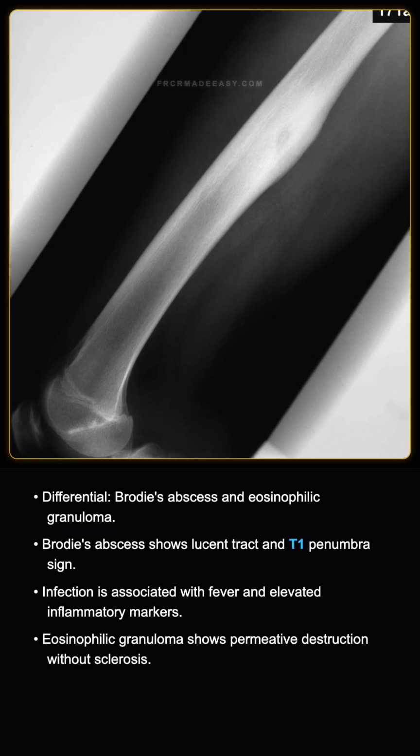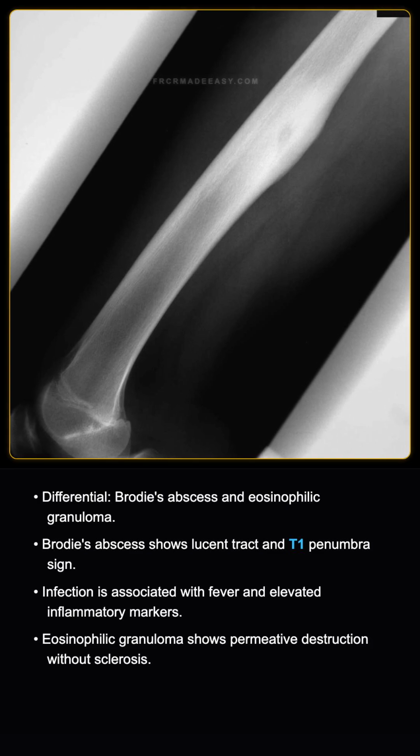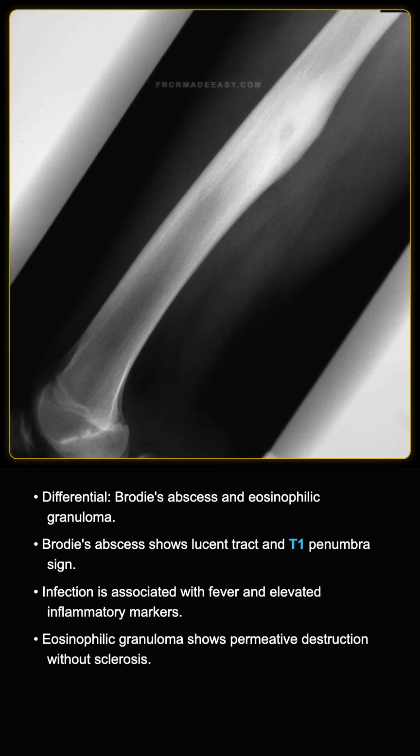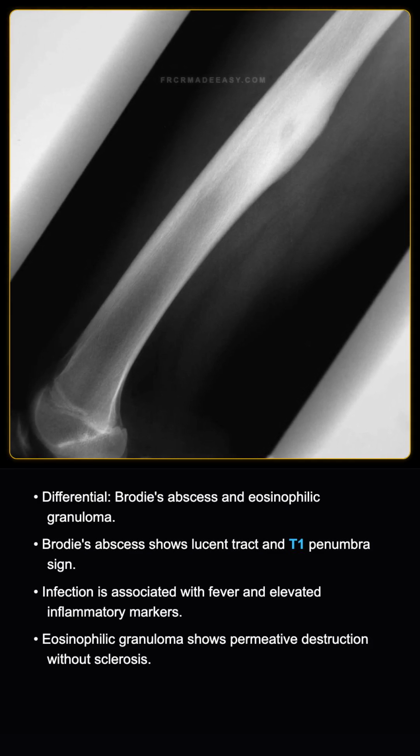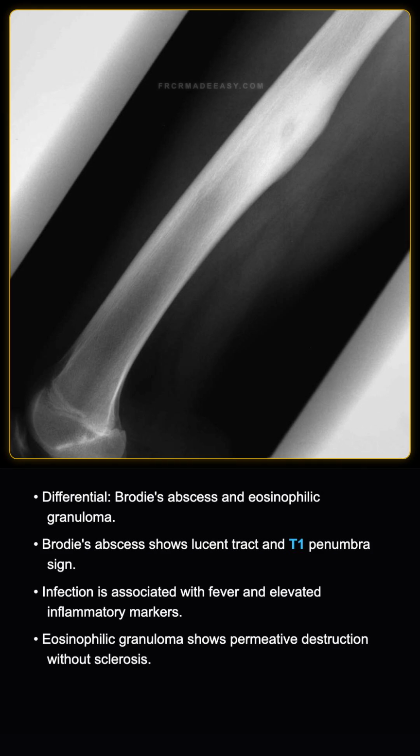What is the differential diagnosis for this radiographic appearance, and how do we differentiate between them? The primary differential diagnoses include localized osteomyelitis, or Brodie's abscess, and eosinophilic granuloma. A Brodie's abscess typically presents with localized inflammatory signs, fever, and elevated inflammatory markers.